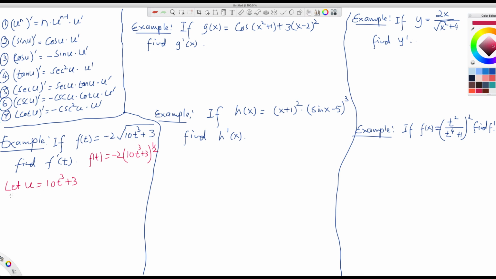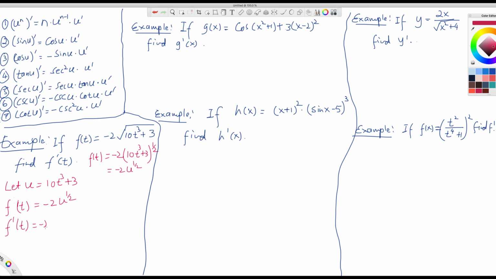Now what will be f prime of t then? Basically you can write f of t as negative 2 times u to the 1/2. So let u be that much, then f of t will be negative 2 u to the 1/2. Now you need to find the derivative of this with respect to t, not with respect to u. That's why you need to do n minus 1 times u prime, right? So what is f prime of t then?